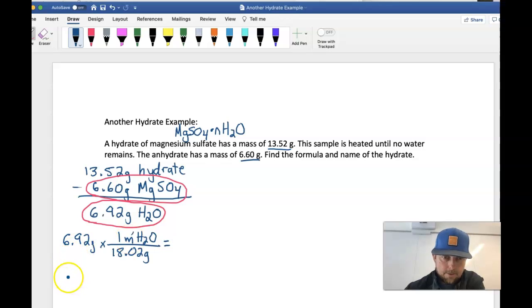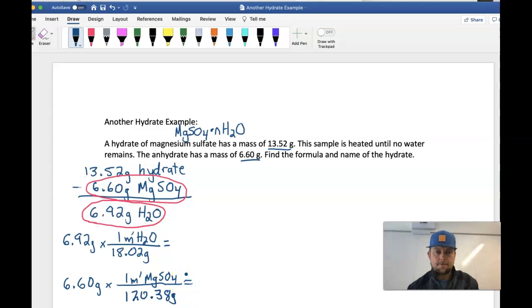And we're going to do the same thing with magnesium sulfate. 6.60 grams. And then if you look up on your periodic table, 1 mole of magnesium sulfate weighs 120.38 grams. Again, off of the periodic table. Always want to have that in front of you. Pause for a second while I calculate these.